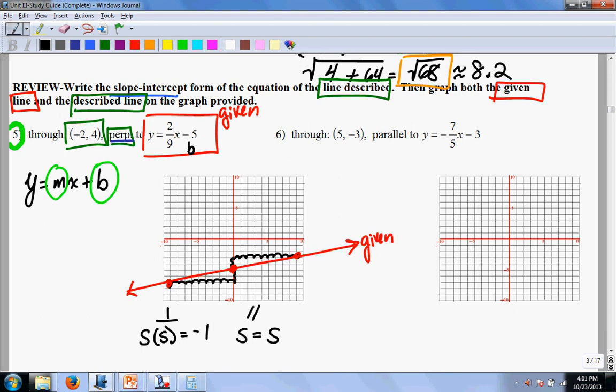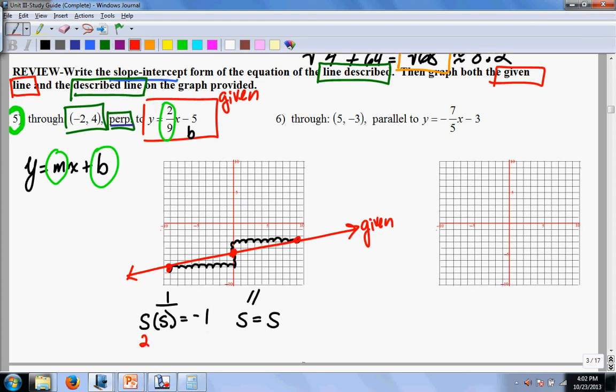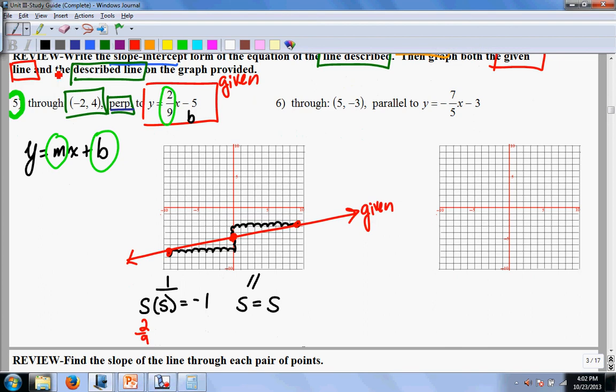So looking here, our slope that we're given is 2 over 9, and we want it perpendicular. So I come down here, and I do 2 over 9 times something equals negative 1. And I need to figure out what that something is. And you should see to get negative 1 there, it's just the opposite reciprocal. So it's going to be negative 9 over 2. So that is your desired slope. That goes right there.